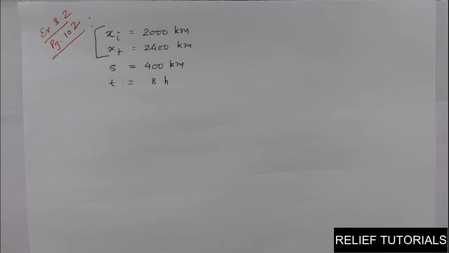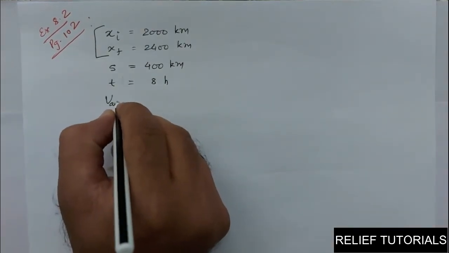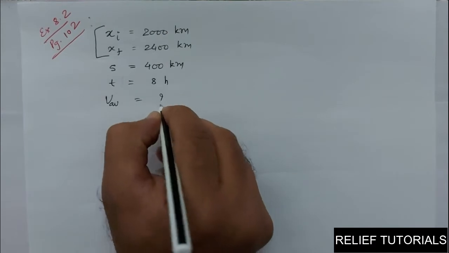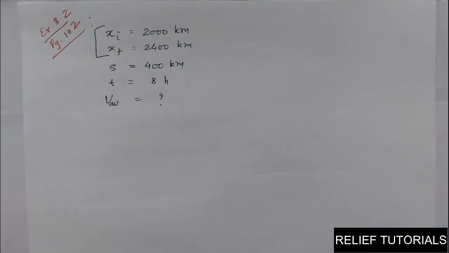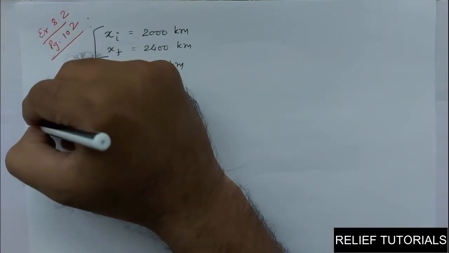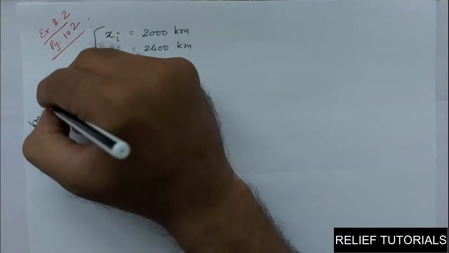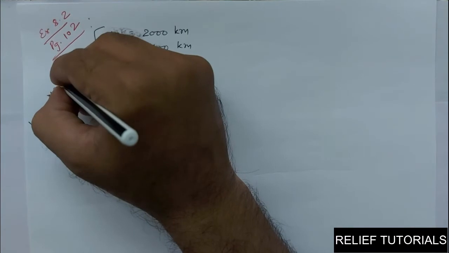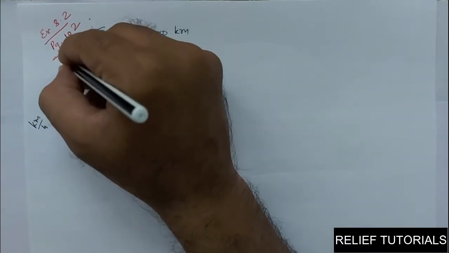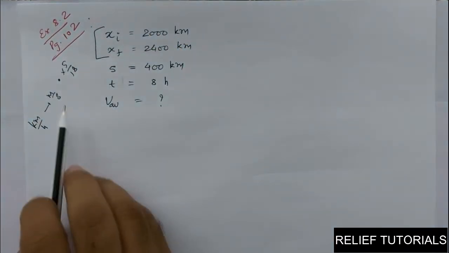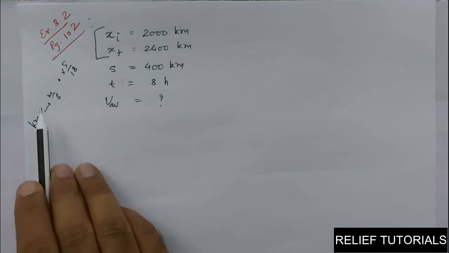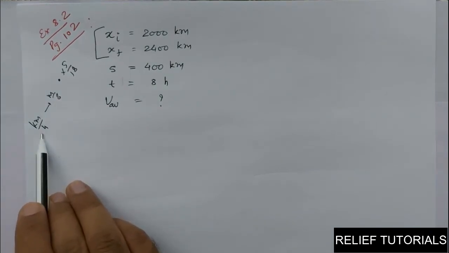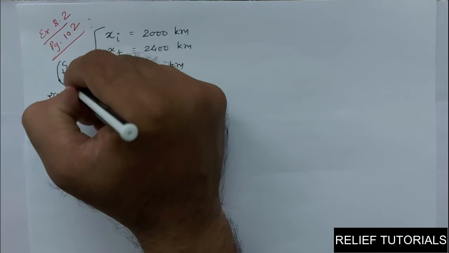Now the question is, you have to find the average speed vav in terms of meter per second as well as kilometer per hour. I think if you remember, whenever you want to convert kilometer per hour to meter per second, you have to multiply that number by 5 upon 18. And the reverse, if you want to convert meter per second to kilometer per hour, you have to multiply that number by 18 by 5.